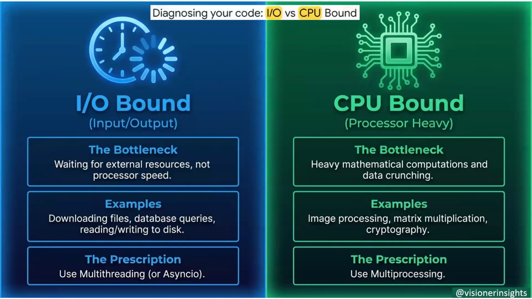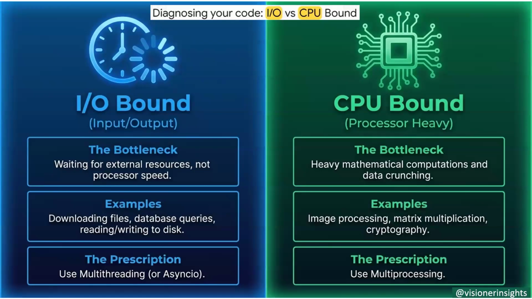If your code is I/O bound, you're dealing with things like, say, downloading a massive file over the internet, or waiting for a database query to come back, or slowly reading a giant CSV file. The processor itself isn't actually working hard. It's honestly just sitting there, twiddling its thumbs, waiting for the outside world to respond. But if your code is CPU bound, oh man, you are doing heavy matrix multiplication. You're crunching huge cryptographic algorithms. The processor is practically sweating.